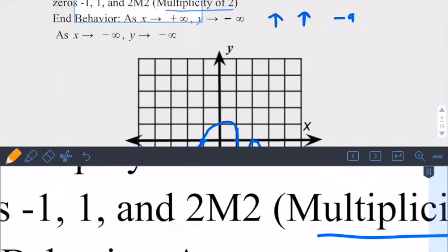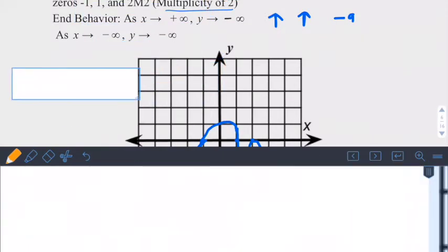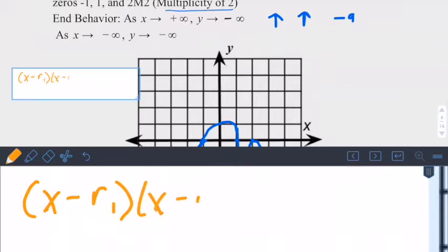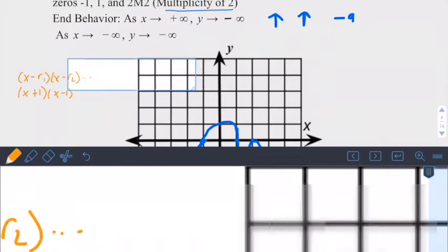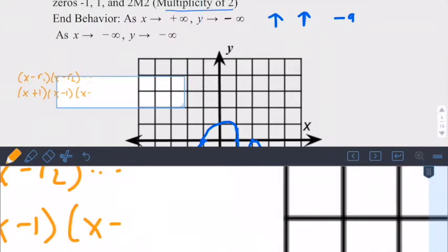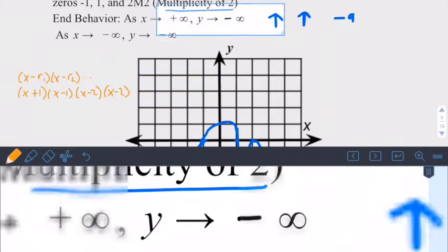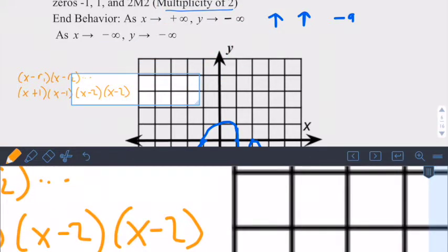So I'm going to write all 4 of my roots together. Remember, it's x minus the roots. So we're going to say x minus -1, aka x plus 1. And then x minus 1 for my second root. Then we have x minus 2 and times x minus 2, right? Because it has a multiplicity of 2, it happens 2 times.